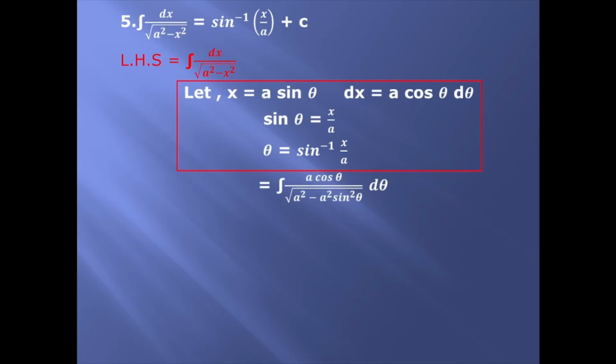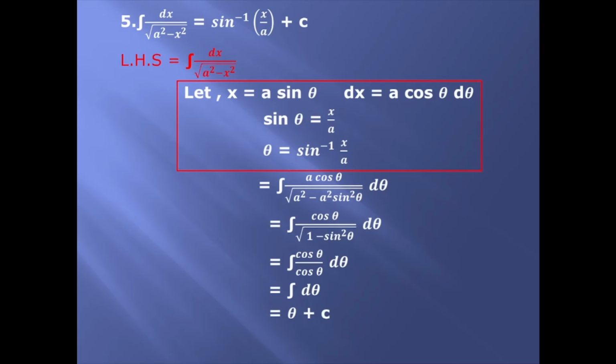Integral part, integral a cos theta by root of a square minus, instead of x square, a square sine square theta d theta. Then a can be taken out common, we'll get under the root 1 minus sine square theta in the denominator. Then 1 minus sine square theta is cos square theta. So when we take it outside the root, it will become cos theta. So integral d theta is equal to theta plus c. So sine inverse of x by a plus c.